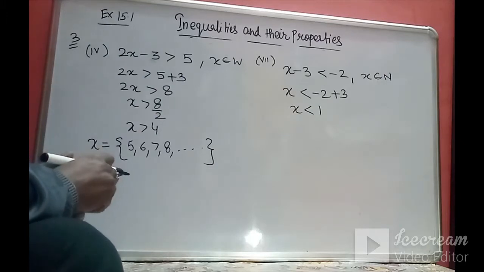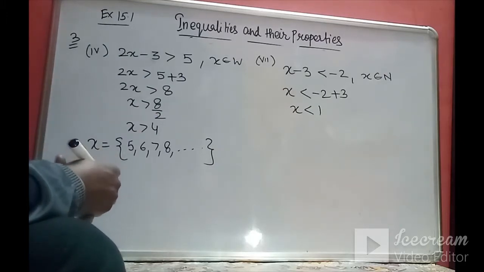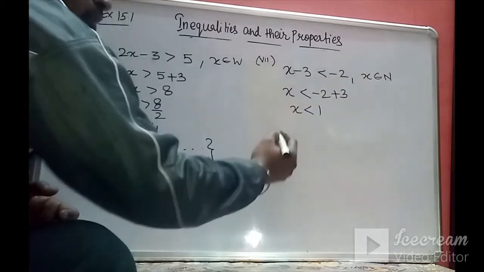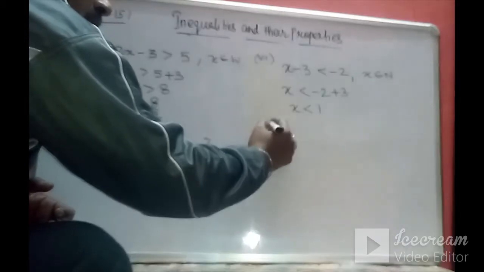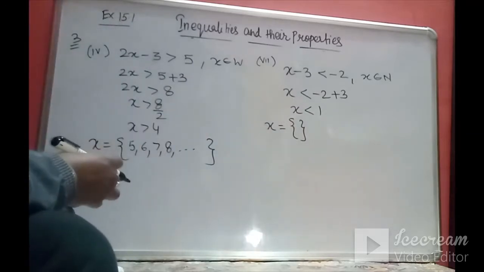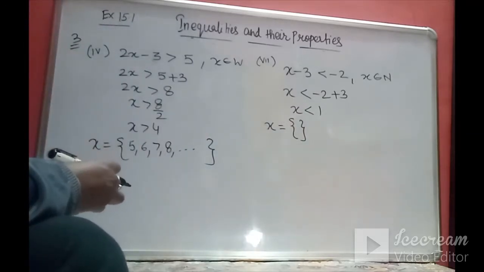Now, all the values which are less than 1 would be infinite in number, but the condition given is x belongs to natural numbers. So what will we get? We will get a null set, because there is no natural number which is less than 1.